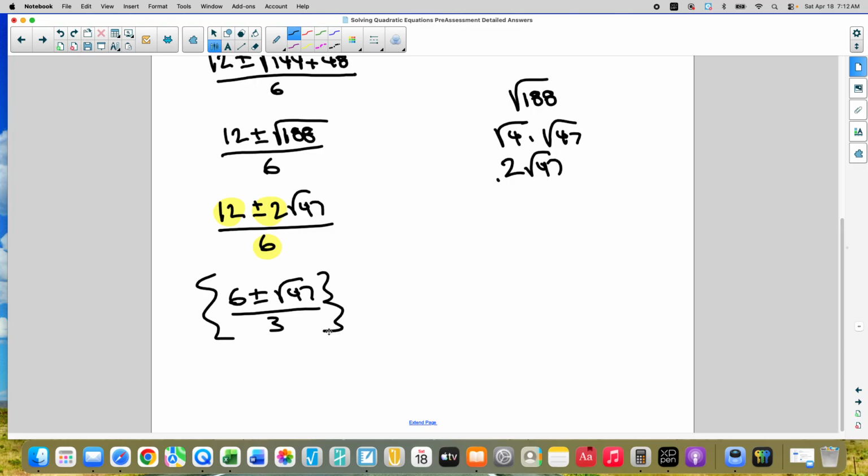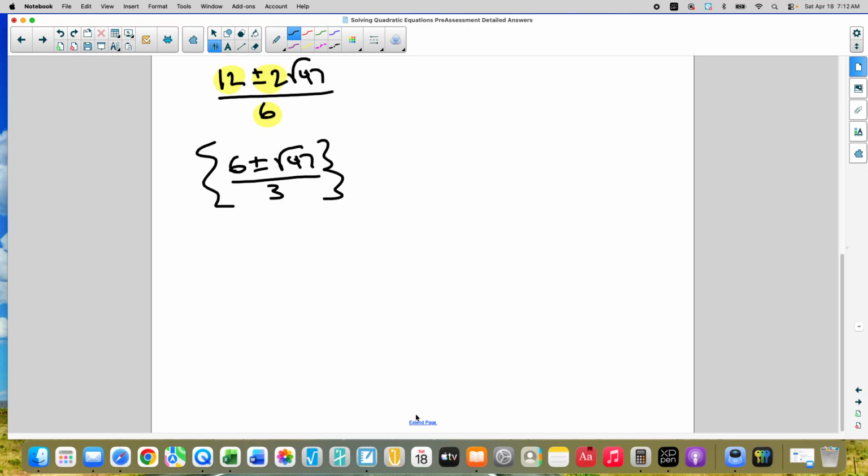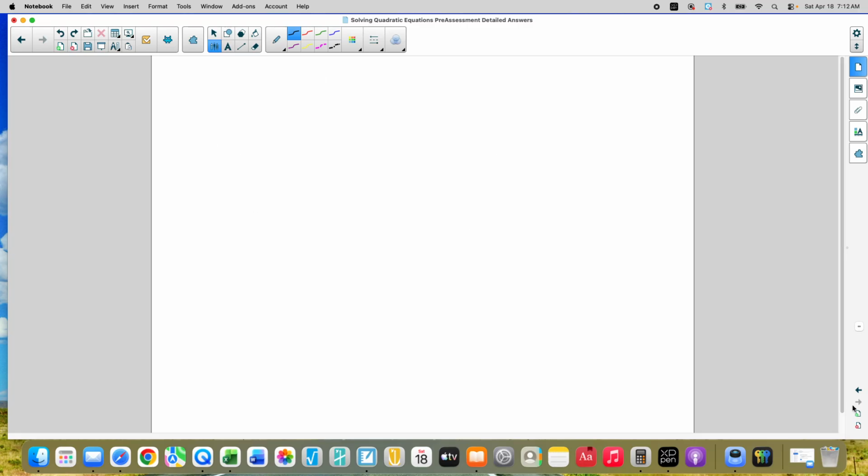Now, the other answer you could do: you can put the 3 under both of them. And that can simplify to 2 plus or minus rad 47 over 3. That is the other answer you can have. Most people are going to see this, but this is also acceptable. Good. Those are your only 2.